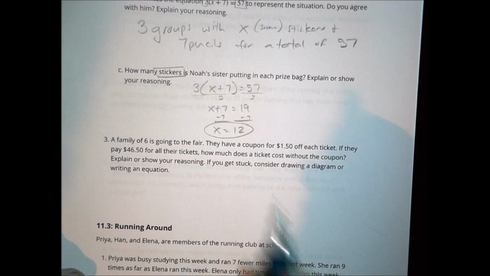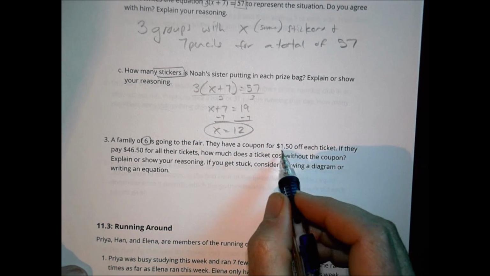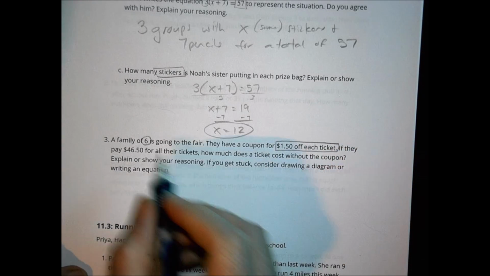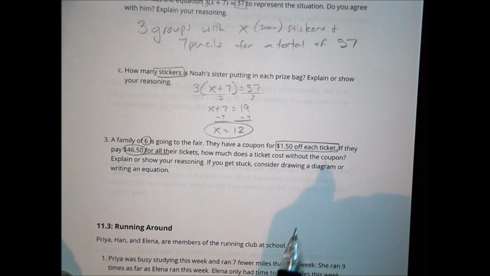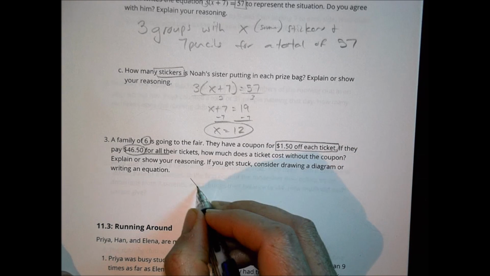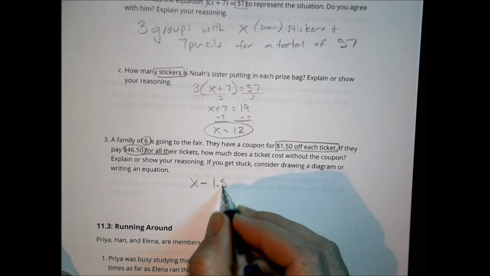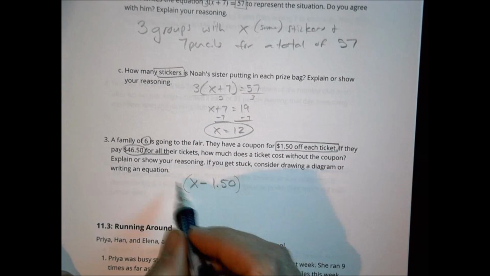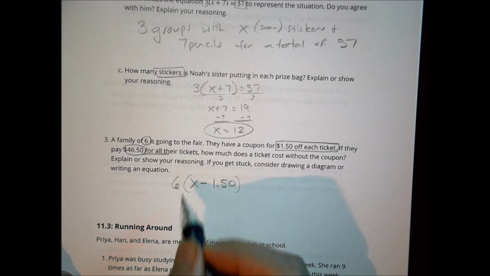Okay, so the last 2 use a tape diagram, and now we move to the third one, which does not use a tape diagram. It says that a family of 6 is going to the fair. They have a coupon for $1.50 off each ticket. If they pay $46.50 for all their tickets, how much does a ticket cost without the coupon? So think about this. They're going to have to buy a ticket. That's our ticket amount. We're going to get a discount of $1.50 for each ticket. Now this is a family of, what did they say? 6. So whatever the ticket's price minus $1.50, we're going to do that 6 times.